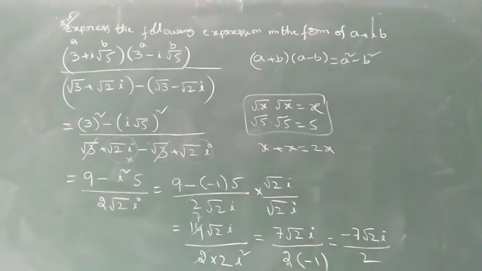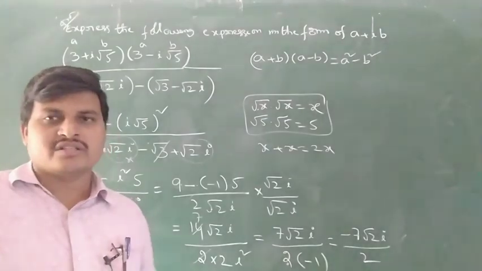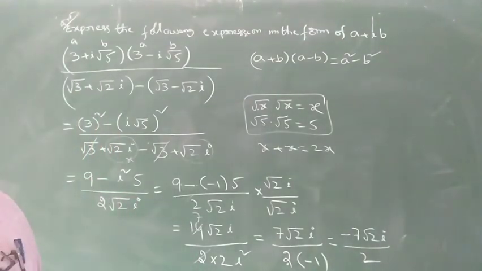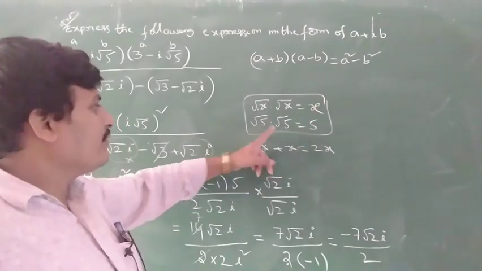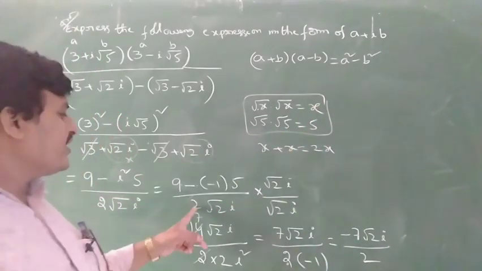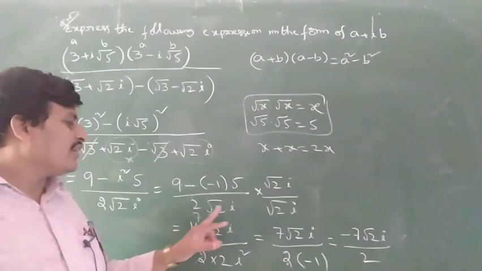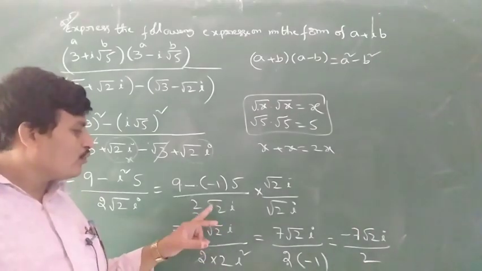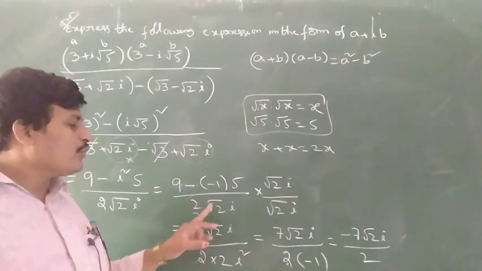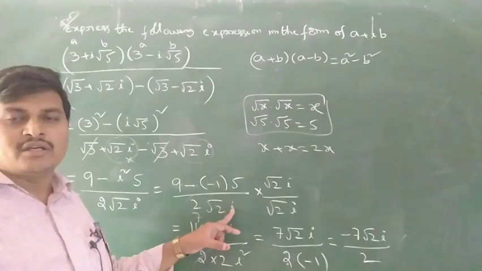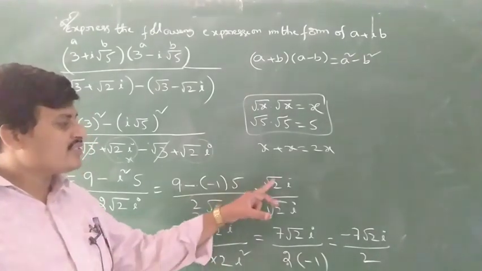This type of problem, maximum 2 or 3 marks can come. Root x into root x is equal to x, so root 5 into root 5 equals 5. So in the denominator there is no root 2i. The denominator has root values and i values, so we remove the root values and i values in the denominator. How to remove? Same numbers, rationalization.